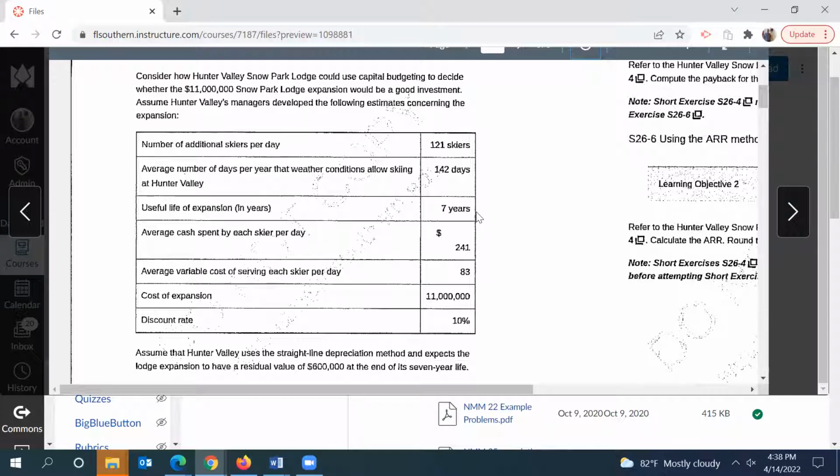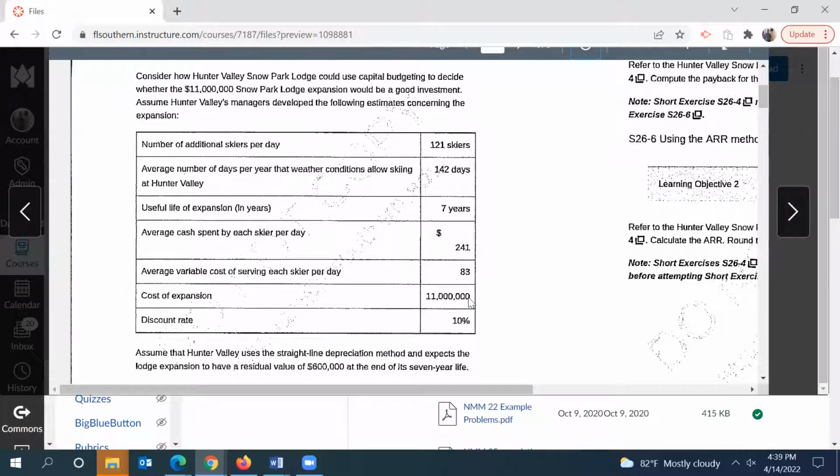Well, the useful life of the expansion, we're to consider 7 years. Hopefully it's more than that, but they're only going to look at 7 years. The average cash spent per skier per day, $241. So you can bet number of skiers times number of days times average cash, there's annual revenue. Then the average variable cost of serving each skier per day, $83. So each skier is profitable.